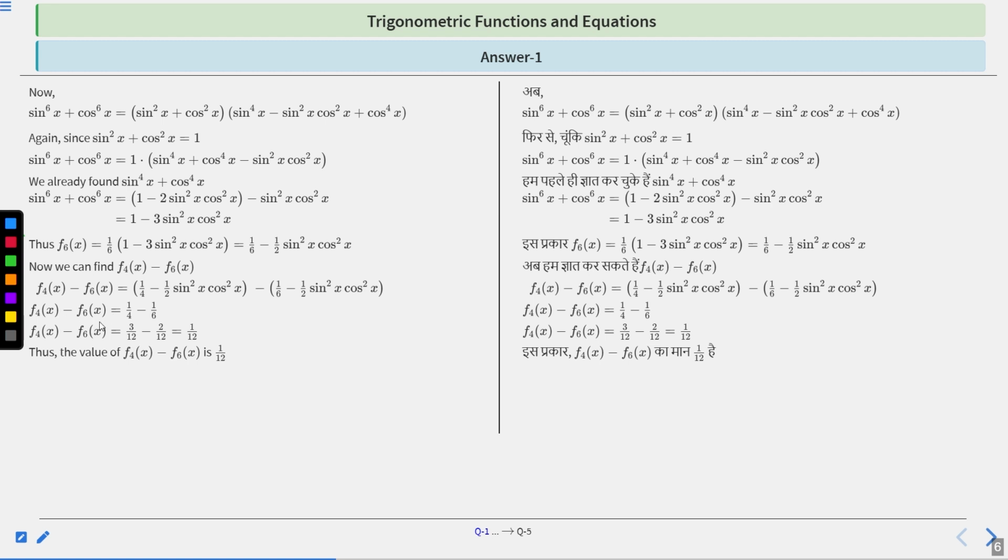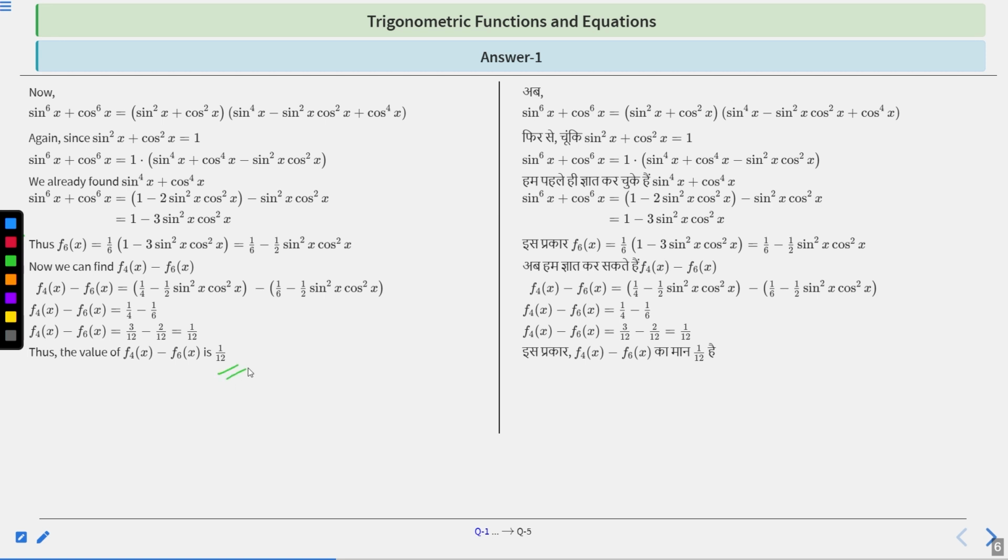Therefore, f4x minus f6x is equal to 1 by 4 minus 1 by 6. Right, so f4x minus f6x is equal to 3 by 12 minus 2 by 12, which is equal to 1 by 12. Thus, the value of f4x minus f6x is 1 by 12. Clear? Therefore, the required answer will be 1 by 12. Clear? 1 by 12 is the required answer.